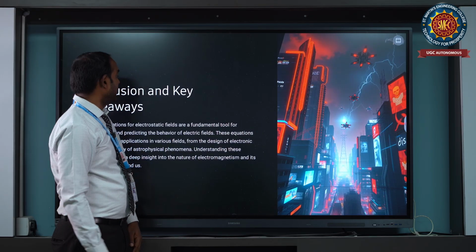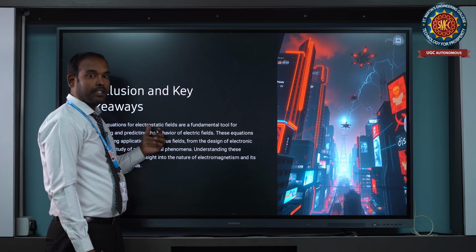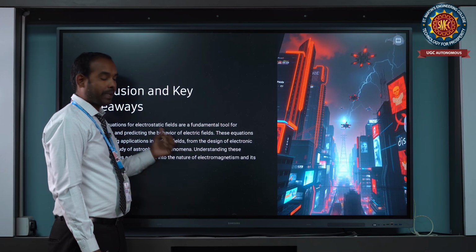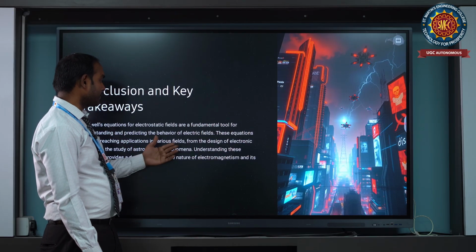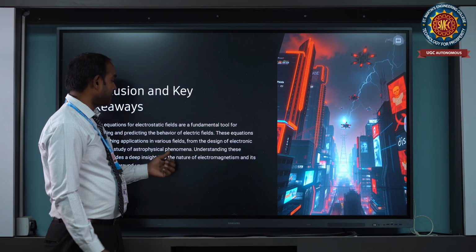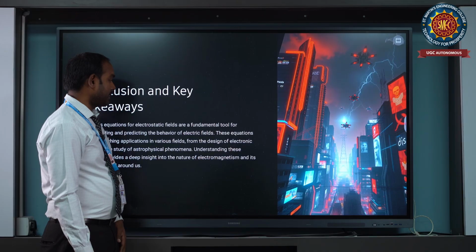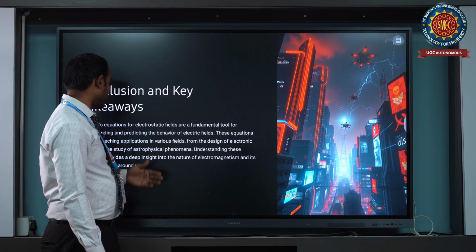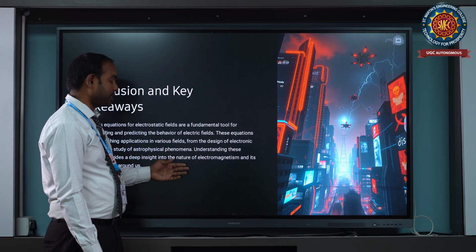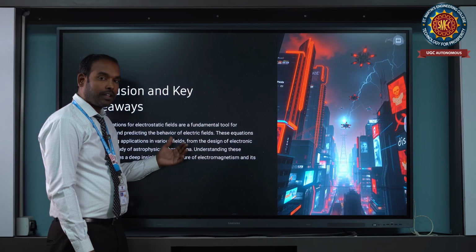So finally, we conclude here, these Maxwell's equations play a vital role in understanding behavior of electric and magnetic fields. Also, they find wide areas of application from design of electronic devices to astrophysical phenomena. So, understanding these equations provides deep insight into the nature of electromagnetism and its role in the world with us.